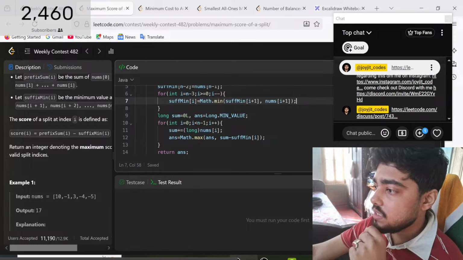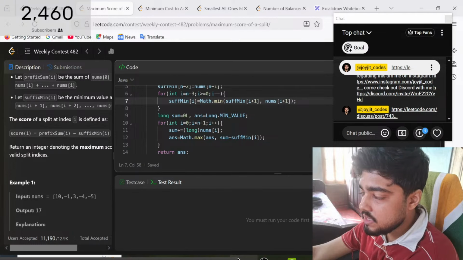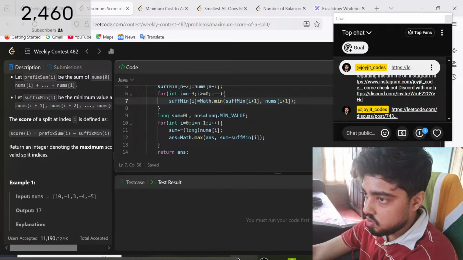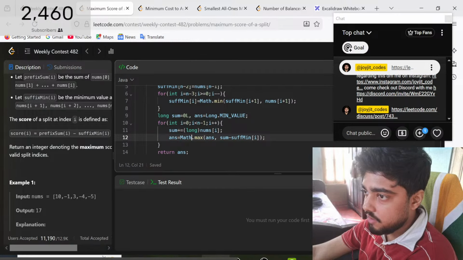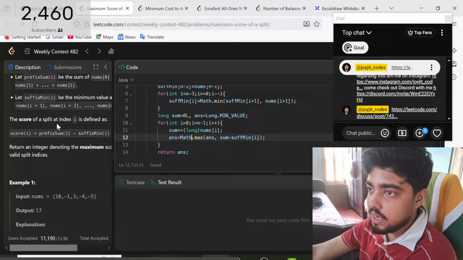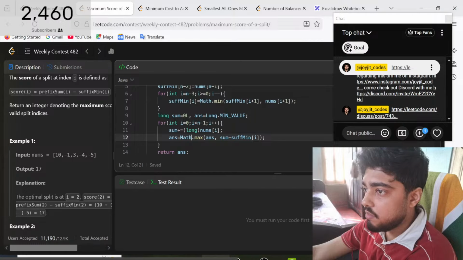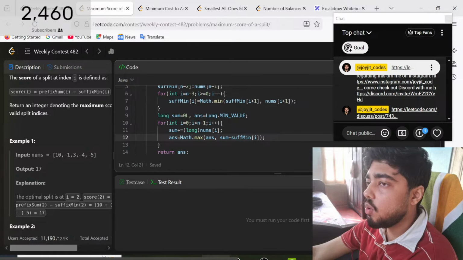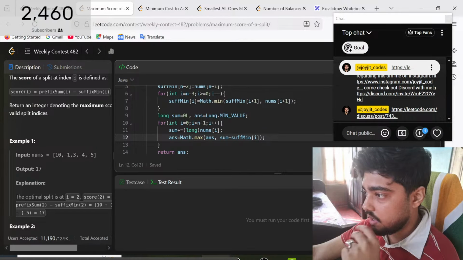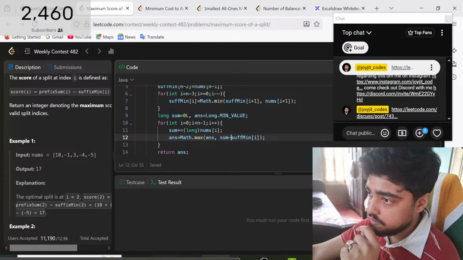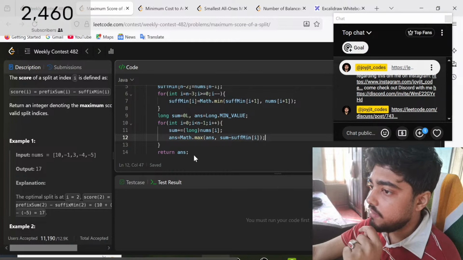Okay, so this is the basic idea of the whole thing. Now let's go through the traversal that I have done. I run from 0 to n minus 1, because it was given that it is n minus 2 and so on. So I run from 0 to n minus 1, and I go on adding nums of i to the prefix sum. And you know what the score is? The score is prefix sum minus suffix minimum, right? So that is what I've done.